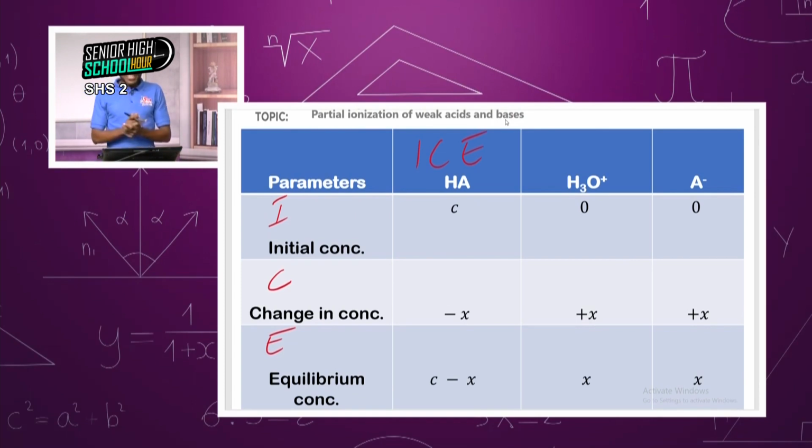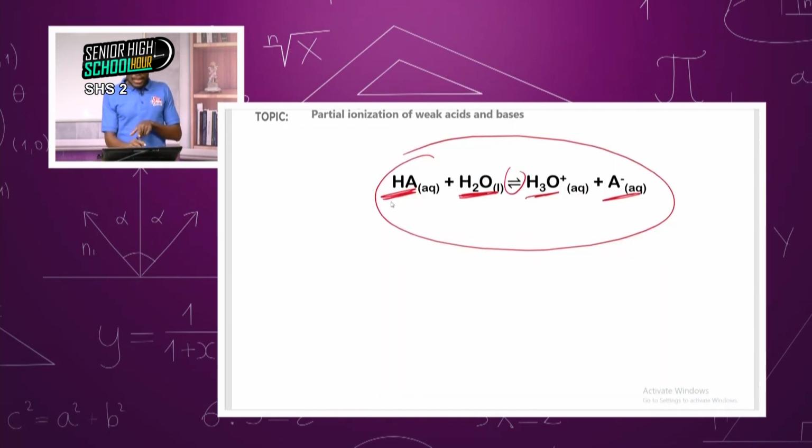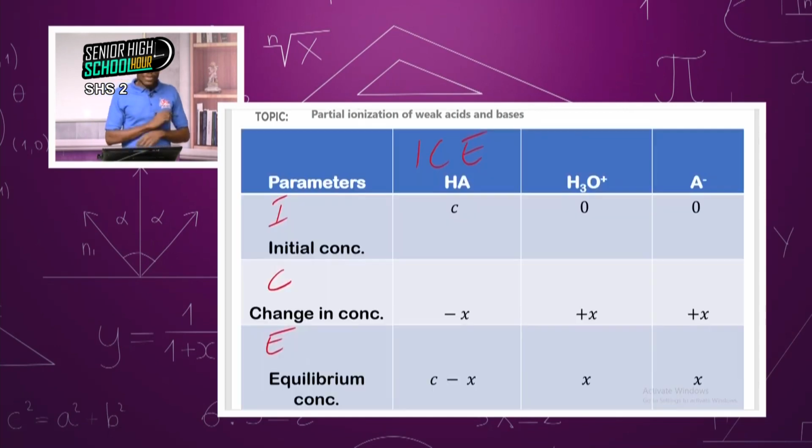Okay, so when we use the ice table, then we can talk about the parameters. That is initial concentration, change in concentration, and then equilibrium concentration. Why equilibrium concentration? Because the dissociation process of the weak acid is establishing an equilibrium between the undissociated acid and the ions in solution. So we have to use equilibrium constant to represent. So we will need the equilibrium concentration of the ions and the acid. You see how beautiful it is?